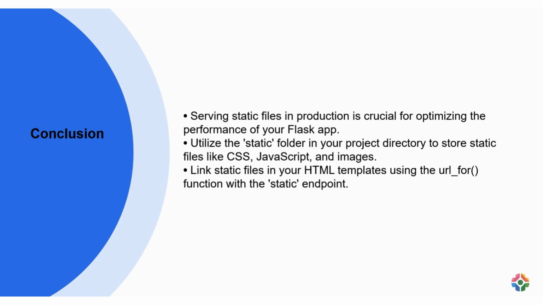Conclusion: efficiently serving static files in a Flask app by utilizing the static folder and linking files in HTML templates via url_for plays a pivotal role in optimizing app performance, enhancing user experience, and improving search engine visibility. By following best practices for static file management, developers can streamline app development and amplify user satisfaction.